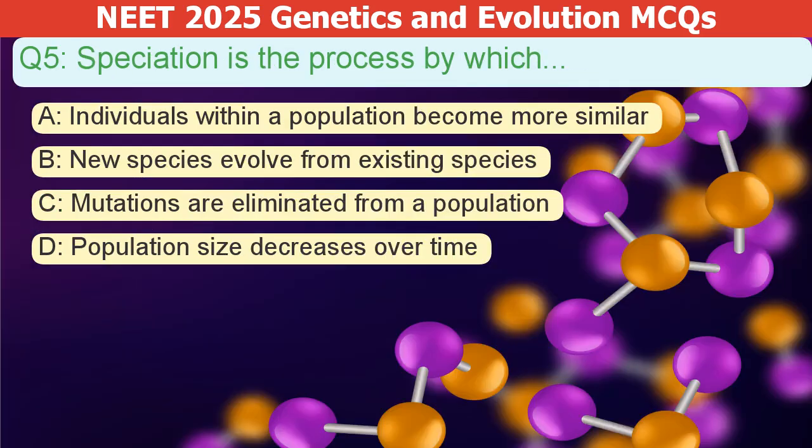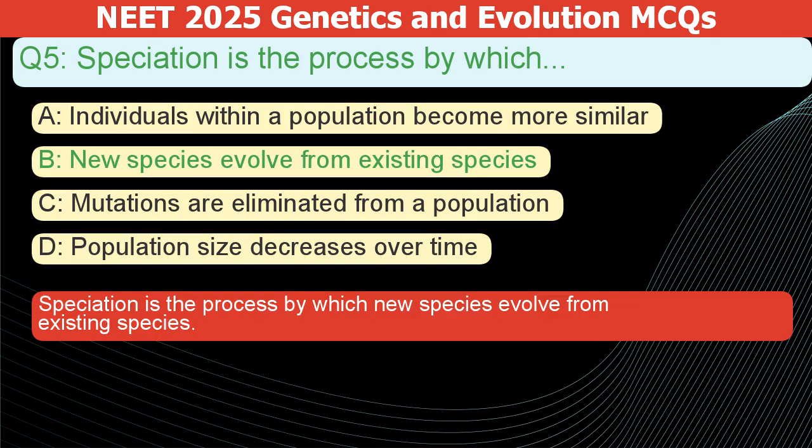Speciation is the process by which A. Individuals within a population become more similar. B. New species evolve from existing species. C. Mutations are eliminated from a population. D. Population size decreases over time. The correct answer is B. Speciation is the process by which new species evolve from existing species.